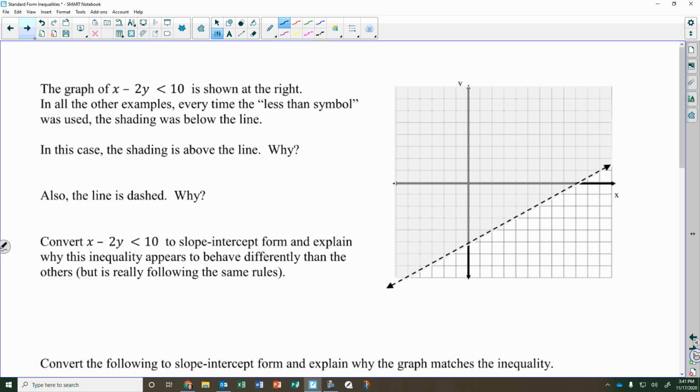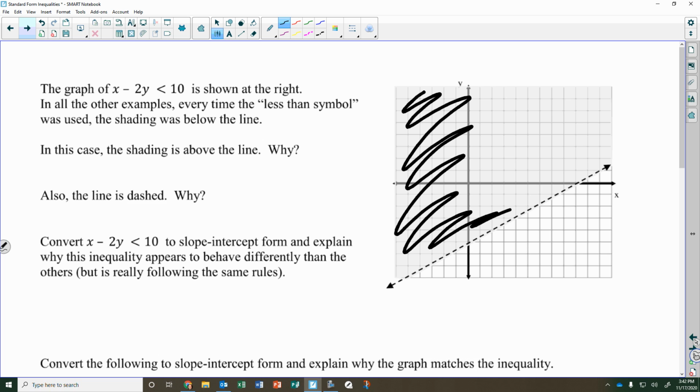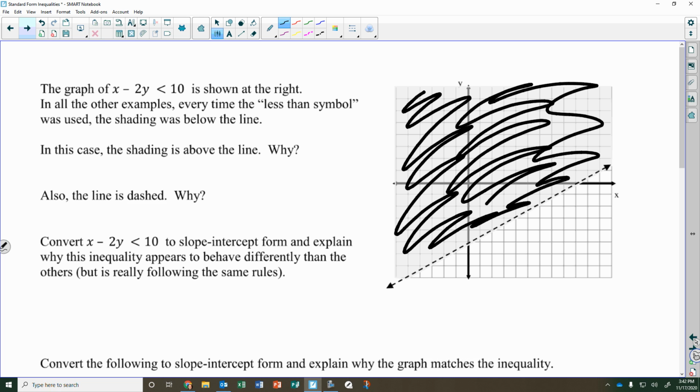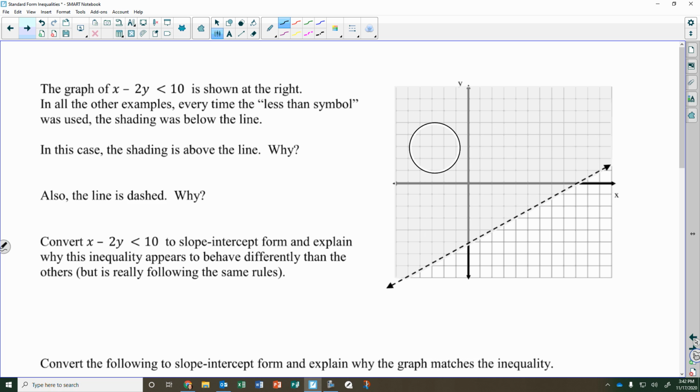It says the graph of x minus 2y is less than 10 is shown at the right. Notice that it is a dotted line. In all of the examples, every time the less than symbol was used, the shading was below the line. In this case, and it's a little difficult to see, but you can kind of see the little gray up here. The shading is up here, a little bit different coloration. In this case, the shading is above the line. Why?